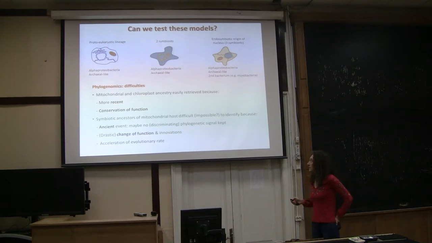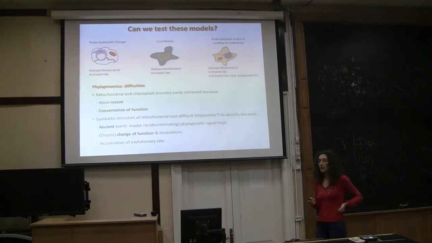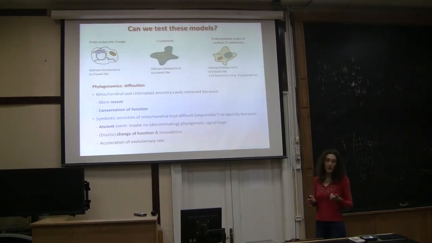But there are difficulties, because of course for mitochondria and chloroplast it's very easy to retrieve the ancestry, because they were recent acquisitions, especially in the case of the chloroplast, and essentially because there is a conservation of function. So mitochondria and chloroplasts behave and function today in eukaryotic cells just as their free-living relatives in nature. Okay? They do photosynthesis in the case of chloroplasts, and they respire oxygen like they do in nature.